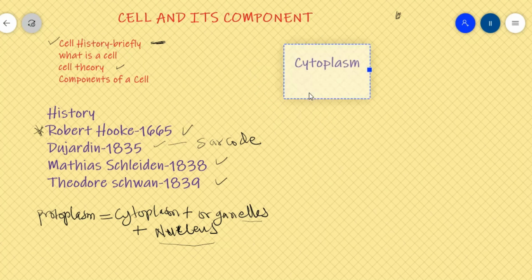So the next thing we'll talk about is the cell components, starting with the cytoplasm. All the living materials outside the nucleus in a cell are enclosed in the cytoplasm.